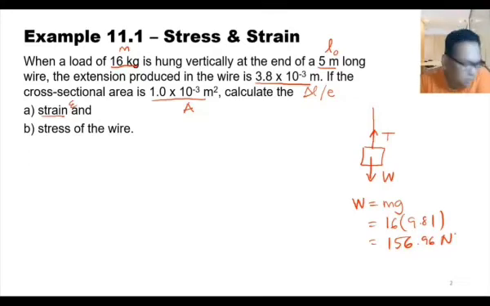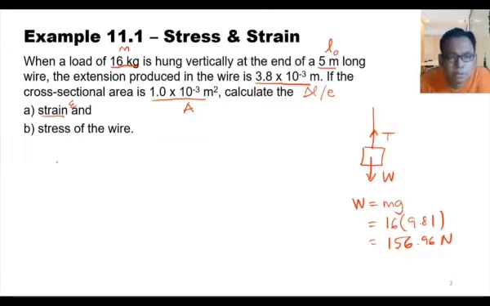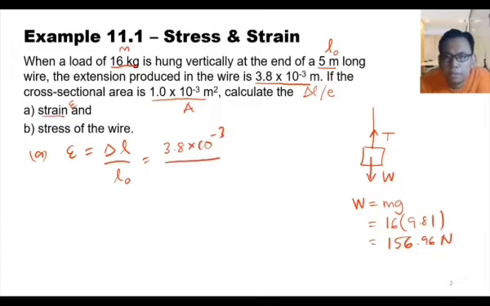So the strain here is equal to the elongation delta L divided by the original length. All the values are given, right? So delta L, we just substitute, divided by original length 5 meter, and I get the answer 7.6 times 10 to the power of -4.